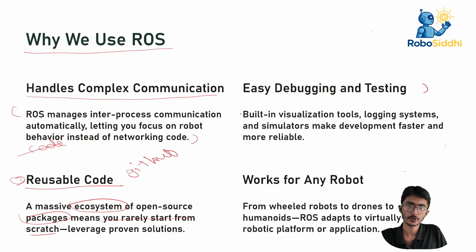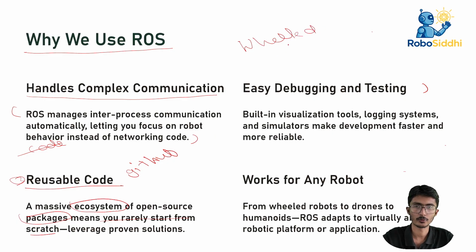What do you mean by working for any robot? There are so many types of robots. There are robots which contain wheels. We call them wheeled robots, which means they have two wheels or multiple wheels to go forward and do basic kinematic stuff.